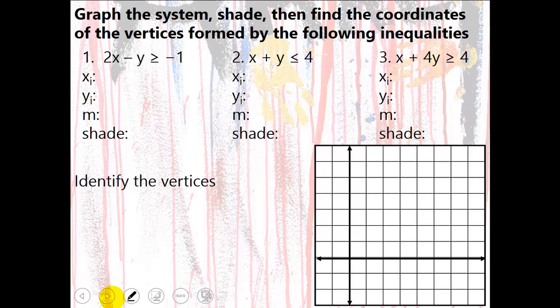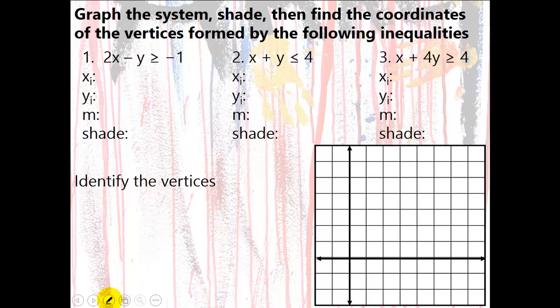All right, now this one we have to graph the solutions and then we have to look for the vertices, all right? Then we have to look for the vertices. Remember, vertices are the corners of the triangle, okay? So I'm going to graph each line. So I have 2x minus y is greater than or equal to -1.